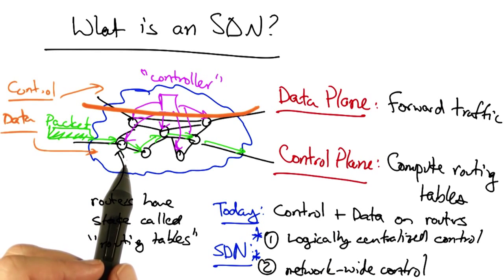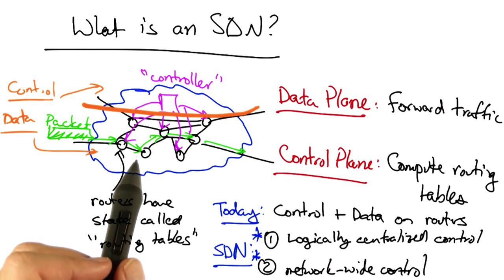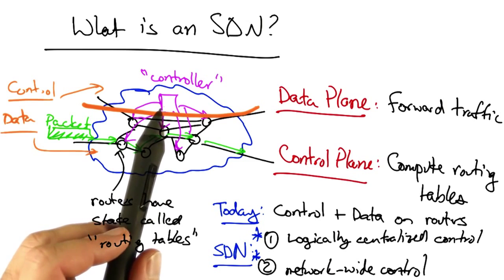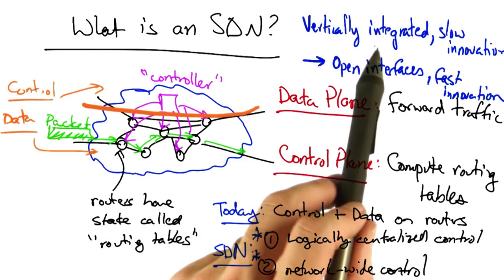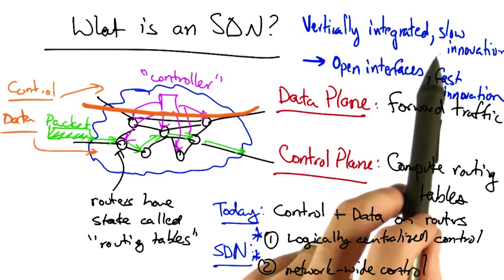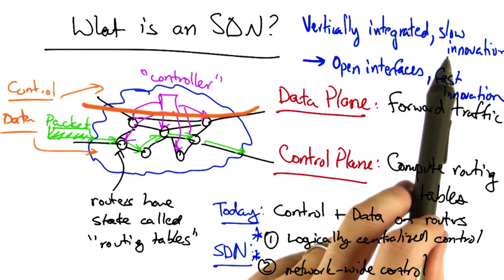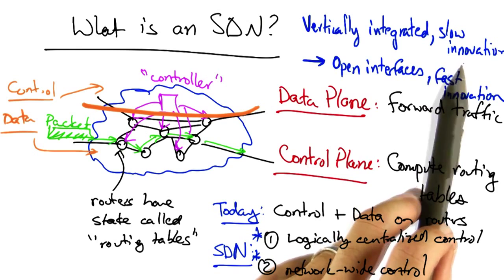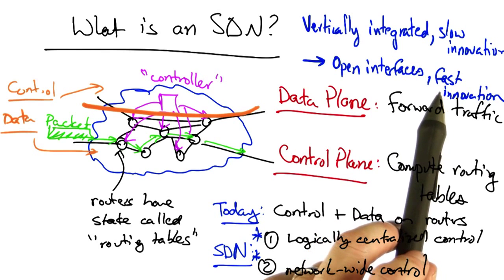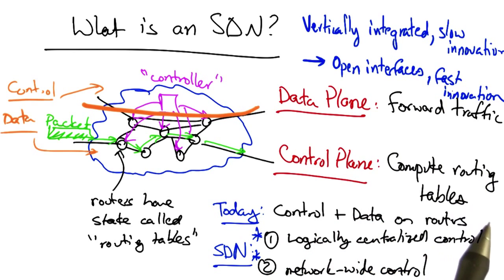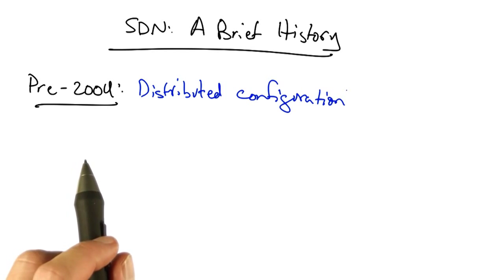The separation of data and control allows a network operator to build a network with commodity devices where the control resides in a separate control program. This refactoring allows us to move from a network where devices are vertically integrated, making it very tough to innovate, to a network where the devices have open interfaces that can be controlled by software, thus allowing for much more rapid innovation. Let's survey a brief history of SDN.